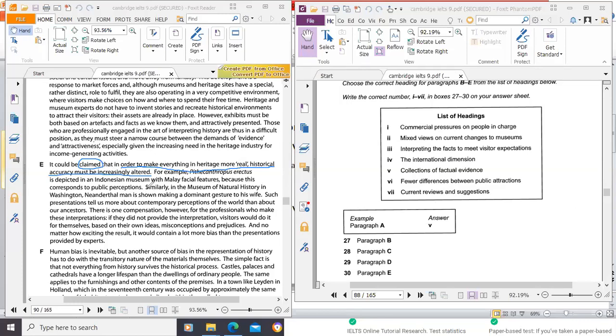similarly, no, this is just a story. I'll go to the last one. And no matter how exciting the result, it would contain a lot of bias or something. Very good.